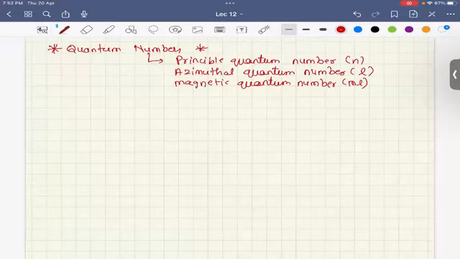So in the next class, we are going to study these quantum numbers and delve deeper into them. Further, we are also going to study the quantum numbers associated with spin, and then we are going to study Pauli's exclusion principle and Hund's maximum rule of multiplicity, right? That is what we are going to study in the next classes.